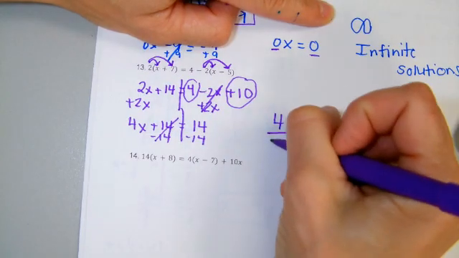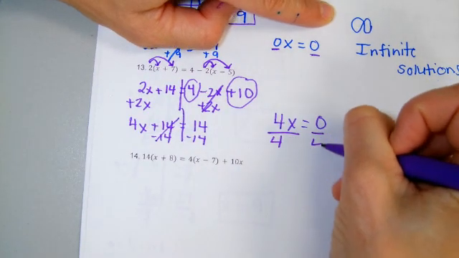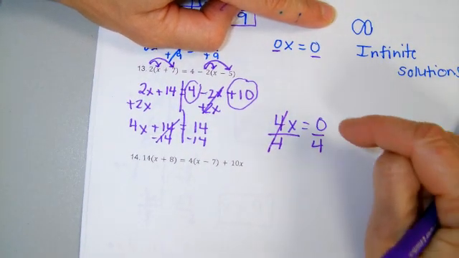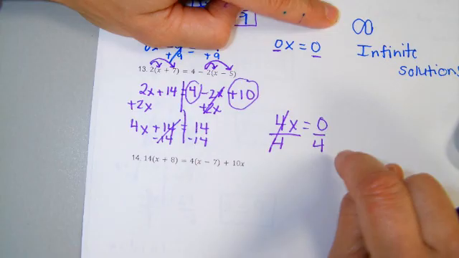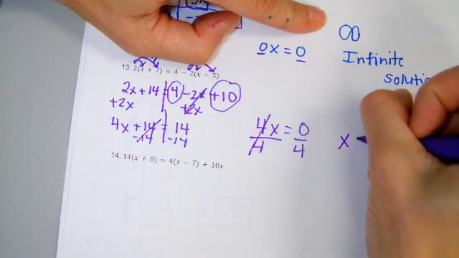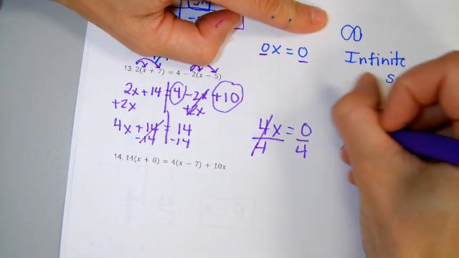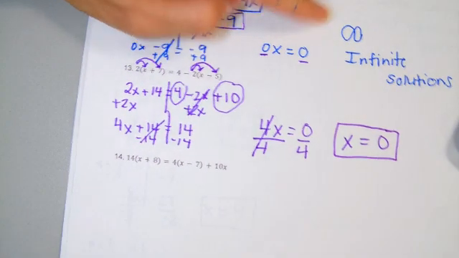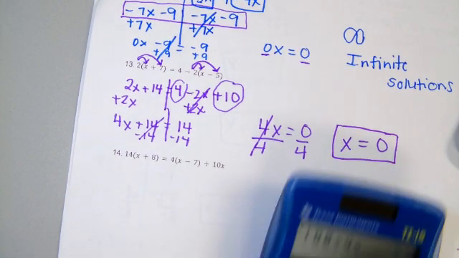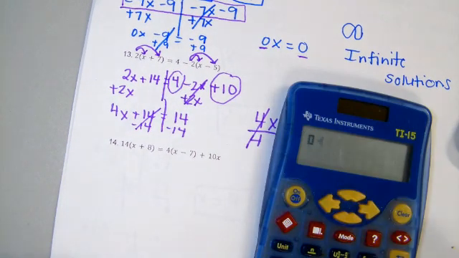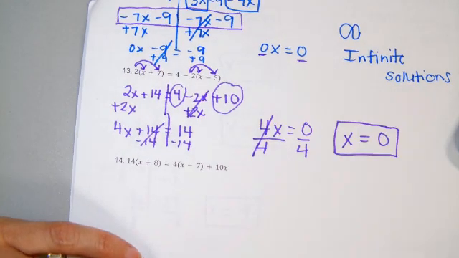So if I divide that 4 out, that cancels. 0 divided by 4 is just plain 0. That is the solution to this one. If I do that in a calculator, I can see that 0 divided by 4 gives me 0. If I were to do it the other way, and the 0 was at the bottom, I would get an error, and that would be no solution.